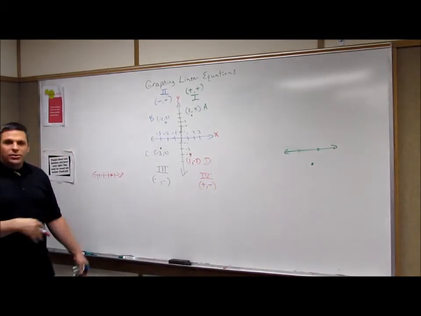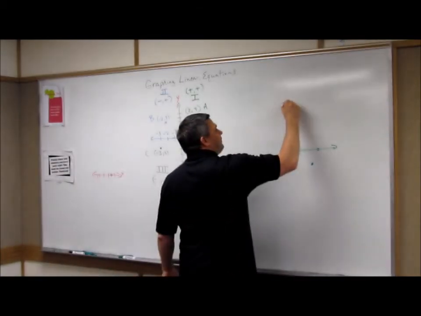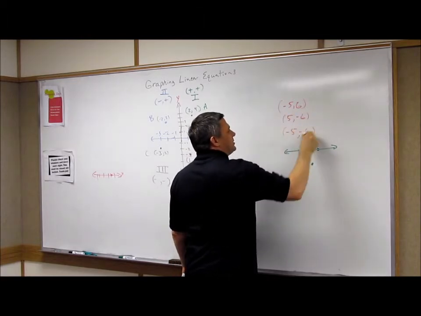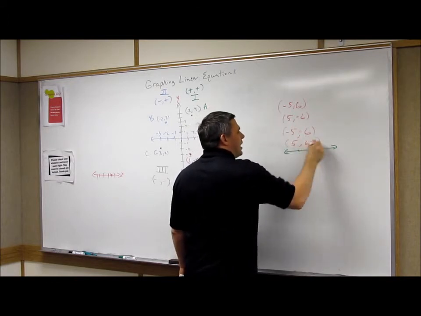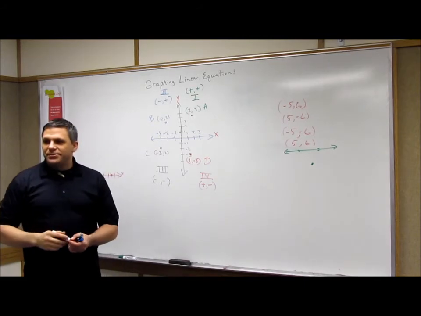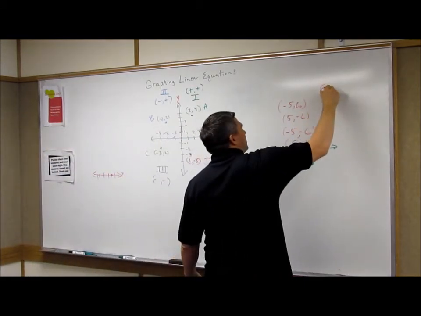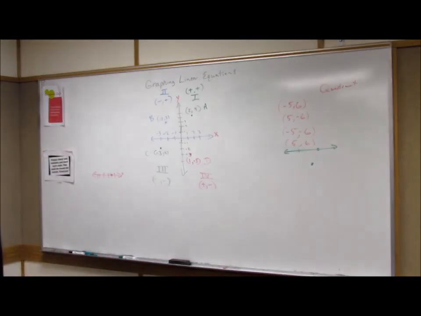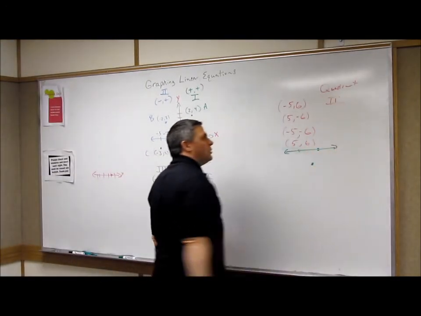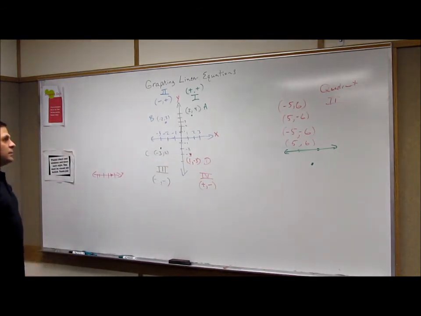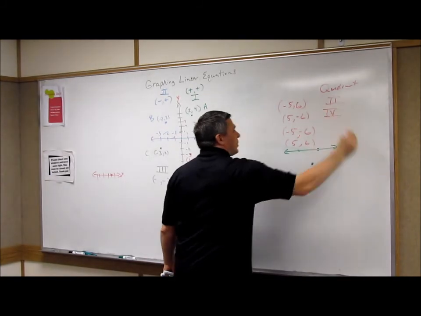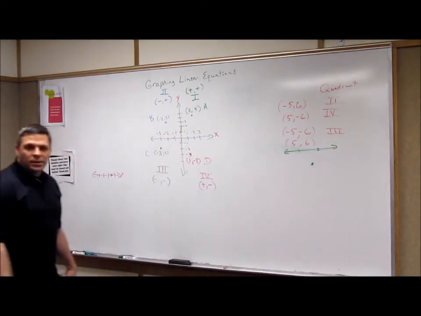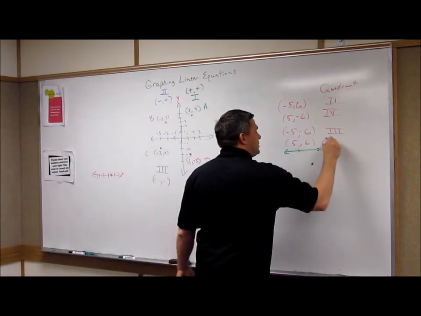Okay? And so I could show you -5, 6. 5, -6. -5, -6. 5 and 6. And you can tell me right off the bat what quadrant each one of them is in. Right? So what's their quadrant? Real quick. The first one. What quadrant is it in? Quadrant 2. Second one. Quadrant 4. Good. Third one. Quadrant 3. Fourth one. 1. Easy, huh?